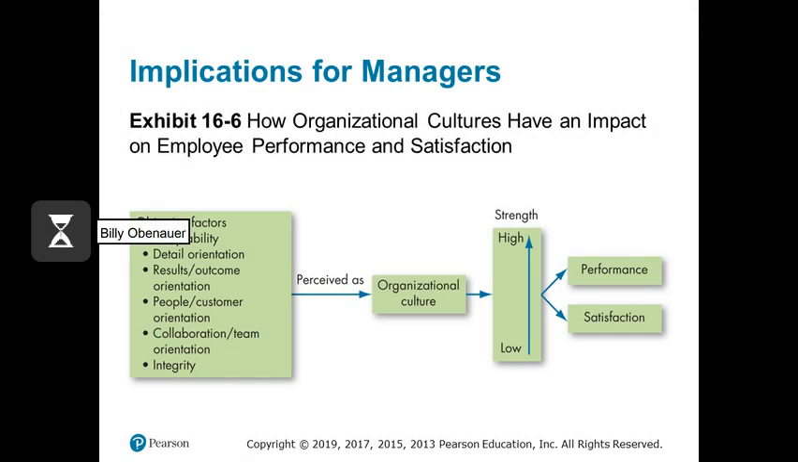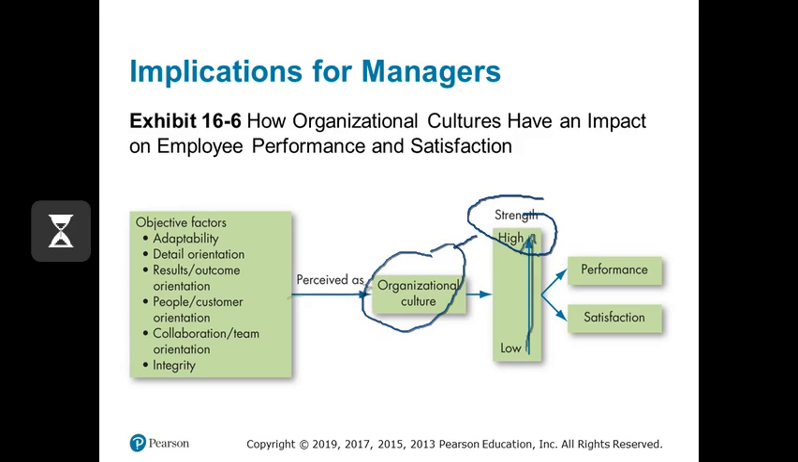Now, as we get ready to wrap up this lesson here, earlier on we started by talking about factors such as adaptability, detail orientation, results versus outcome orientation, people orientation, team orientation, and integrity. Now, how these factors are perceived contributes to how people view your organizational culture. And the consistency of perceptions is what determines the culture's strength. Okay. Now, when we consider your organizational culture, taken into account with the strength of the culture, these factors here influence the organization's performance and employee satisfaction with performance.